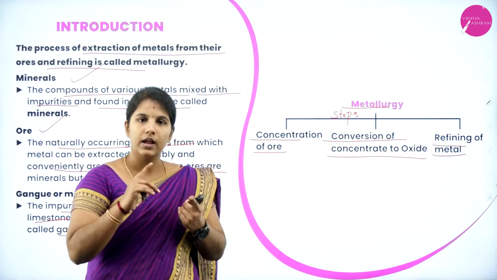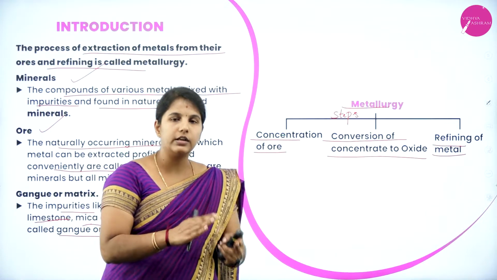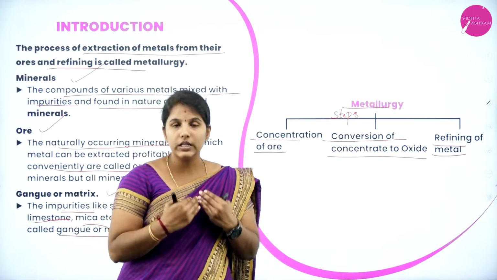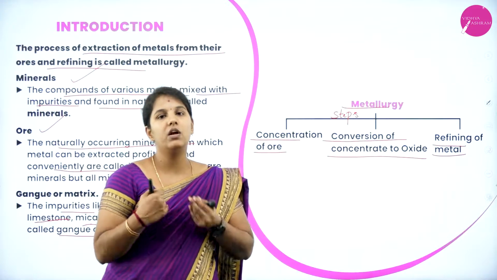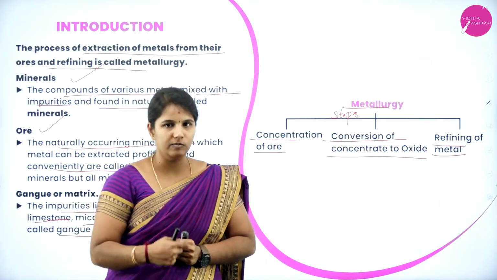Which are the steps? Concentration of the ore, then converting the concentrated ore into oxide form, and the last one is refining. In the concentration of the ore itself, we follow four different methods. Let's understand that later.